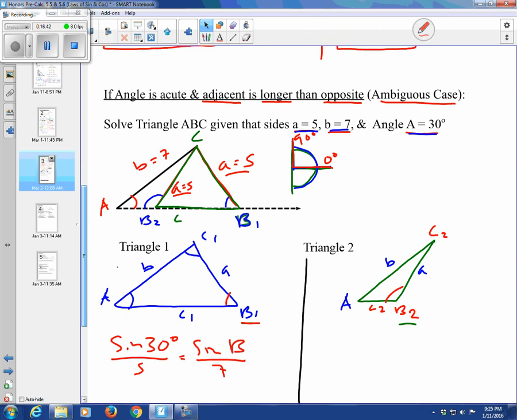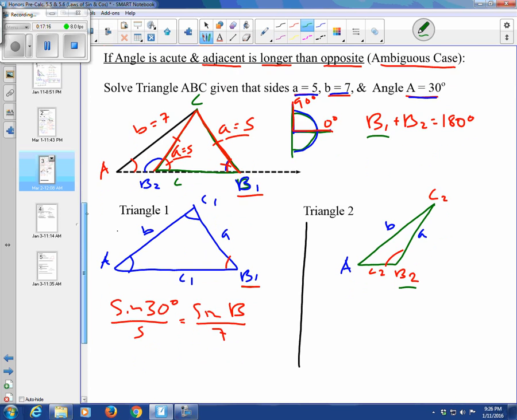And basically what we're seeing from this isosceles triangle is that this angle B1 is congruent with the angle on the other side of the isosceles triangle. And that means that angle B2 and angle B1 are supplementary angles, which means that they add up to 180 degrees. So once we get our angle B1, we'll be able to solve for our angle B2.